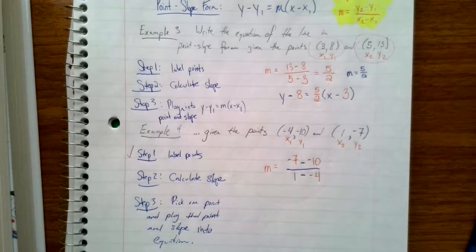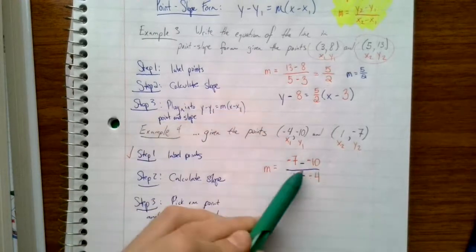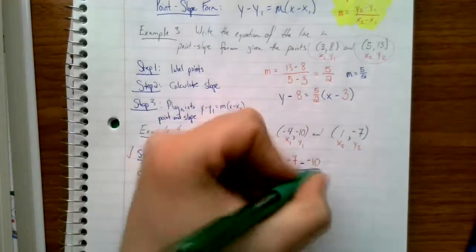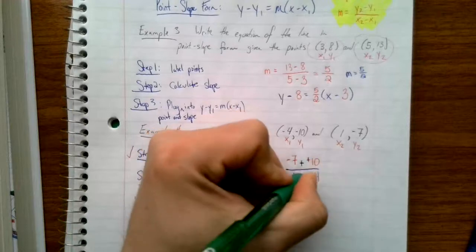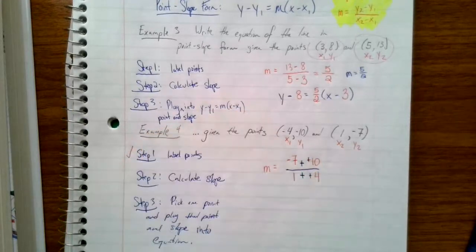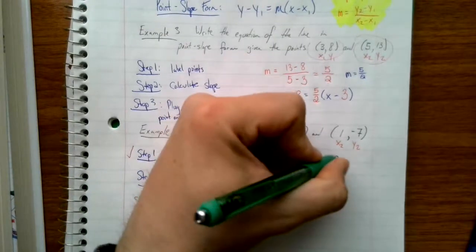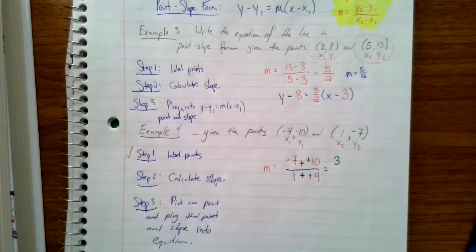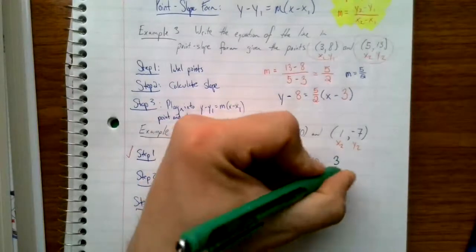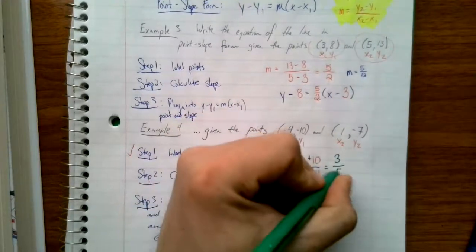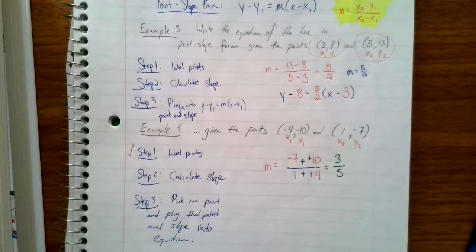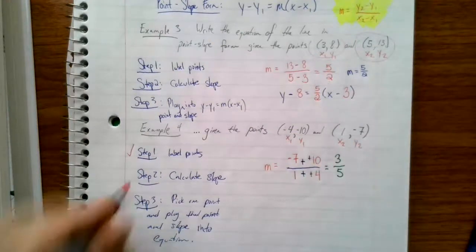And if you'll recall, when we have a subtraction of a negative number, we're going to bounce both of these over to addition. And so we have 7 plus 10, which is equal to 17. And 1 plus 4 is 5. So now we've taken care of step 2.